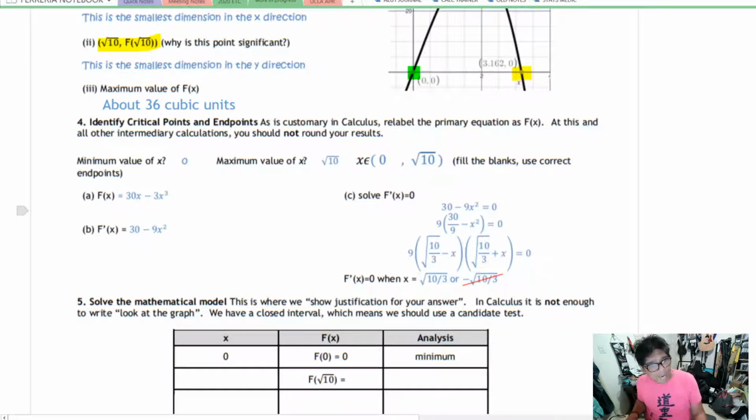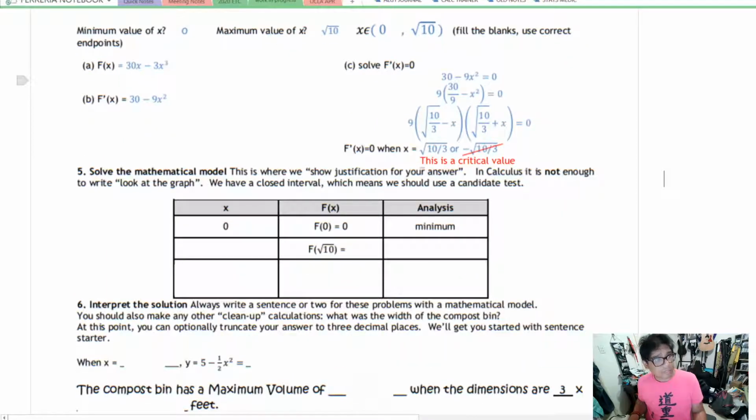Okay, now that we have this, remember that this is a critical value. So we're going to use that in our candidate test. Let's take a look at our candidate test in number 5. Solve the mathematical model, which in these cases just means the candidate test. So what are the candidates that we need? We need 0, square root of 10, and square root of 10 over 3.